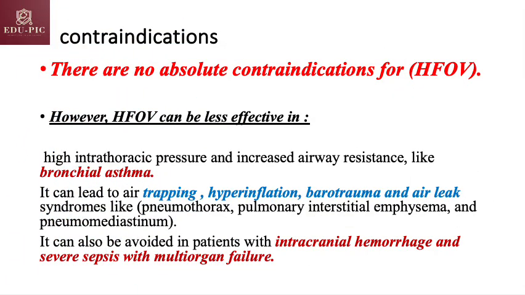Now we know the indications, so what are the contraindications? There are no absolute contraindications for high frequency oscillatory ventilation. However, high frequency oscillatory ventilation can be less effective in high intrathoracic pressure and increased airway resistance, like bronchial asthma. It can lead to air trapping, hyperinflation, barotrauma, and air leak, like in pneumothorax, pulmonary interstitial emphysema, and pneumomediastinum. It can also be avoided in patients with intracranial hemorrhage and severe sepsis with multi-organ failure.